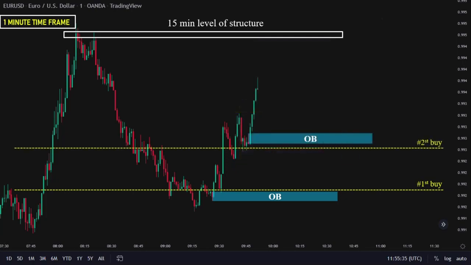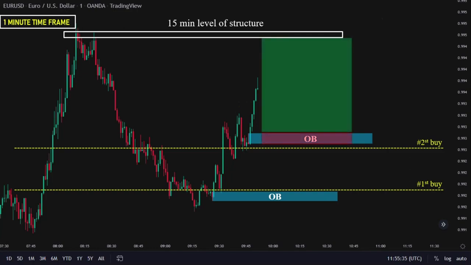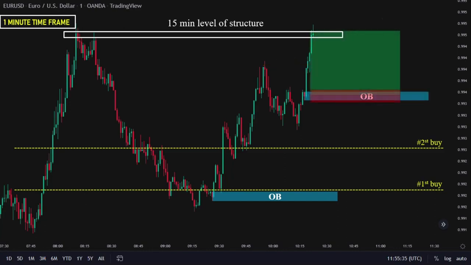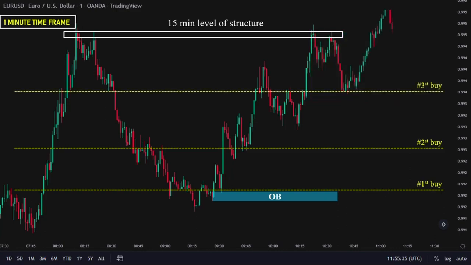Again, we have another order block, so we place a new order here. As you can see, price did not activate our third order, and we missed that trade. So let's continue. Again, price created an order block here, so we set another order here. As you can see, price activated our third long position.